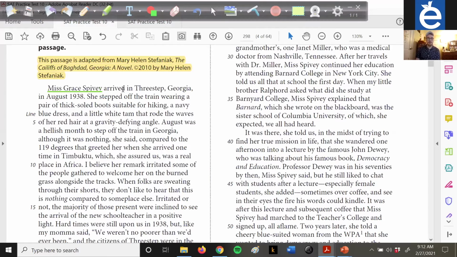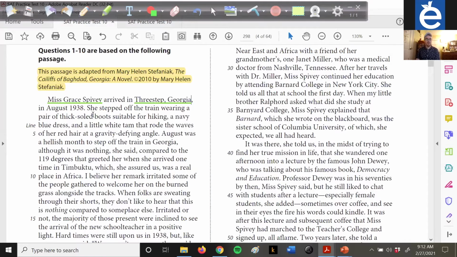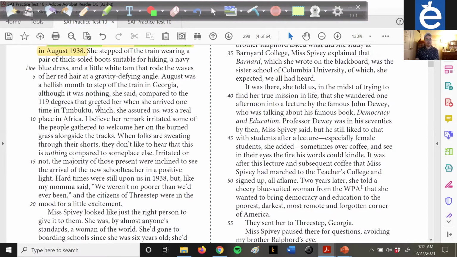So Miss Grace Spivey arrived in Three-Step, Georgia. Now we know that both of those things are important. In August 1938. She stepped off the train wearing a pair of thick-soled boots suitable for hiking, a navy blue dress, and a little white tam that rode the waves of her red hair at a gravity-defying angle. Okay, we probably wasted some time reading that description, but maybe not. Let's just leave this here for now. Move on to the end of the paragraph.